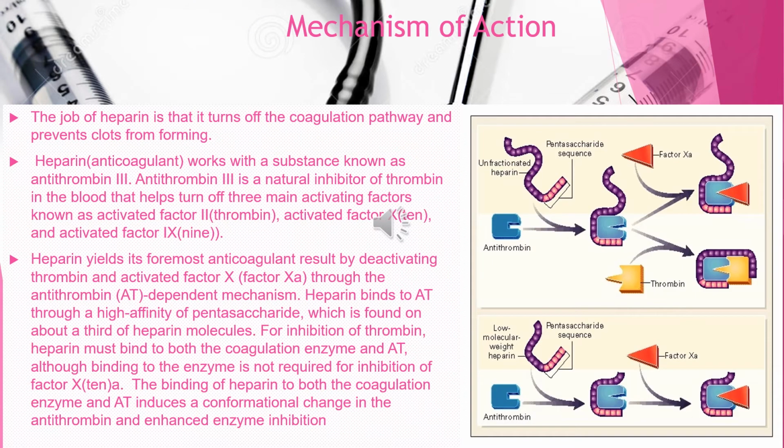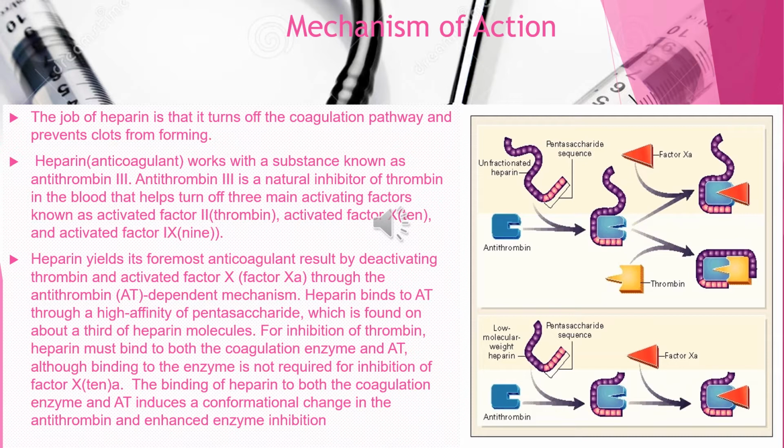This slide talks about the mechanism of action. How does heparin really work in the body? The job of heparin is that it turns off the coagulation pathway and prevents clots from forming. Heparin works with a substance known as antithrombin 3. Antithrombin 3 is a natural inhibitor of thrombin in the blood that helps turn off three main activating factors, which are factor 2, thrombin, activated factor 10, and activated factor 9.